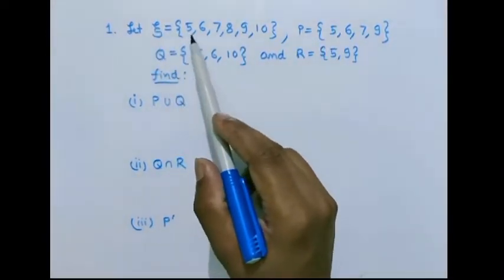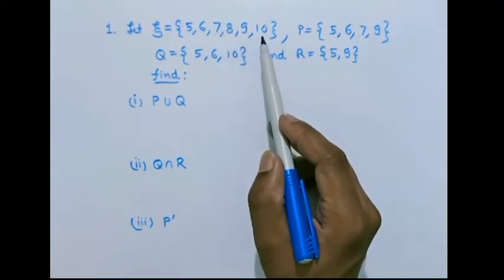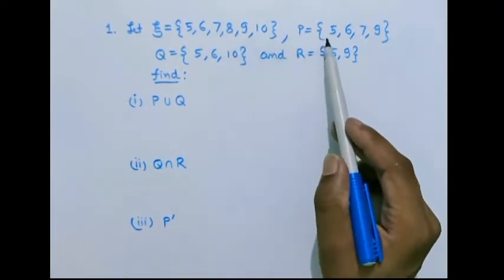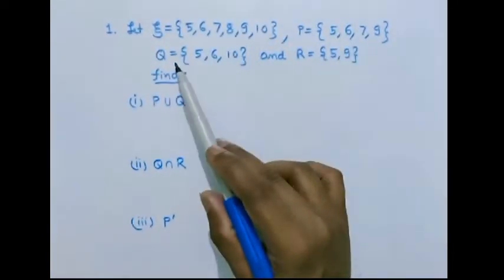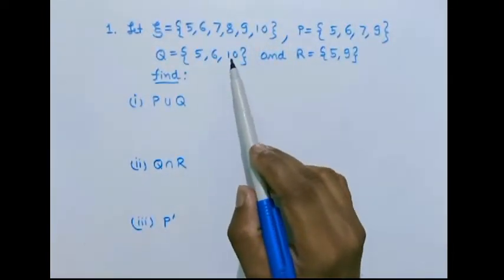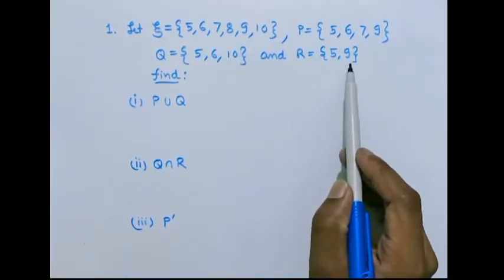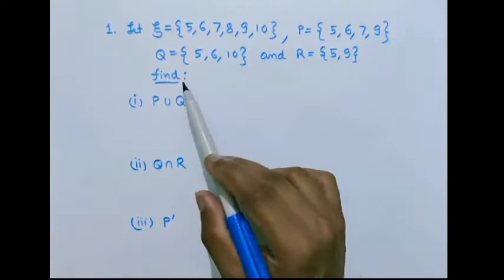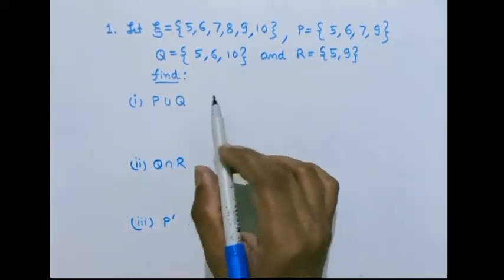Let the universal set be 5, 6, 7, 8, 9, 10. P is equal to 5, 6, 7, 9. Q is equal to 5, 6, 10. And R is equal to 5 and 9. Find P union Q. So where is P?